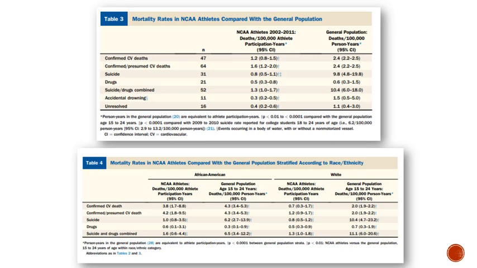African American NCAA athletes, looking at their rates compared to the general population of African Americans, and then looking at Caucasians, looking at the athletes and their rates compared to the general population.